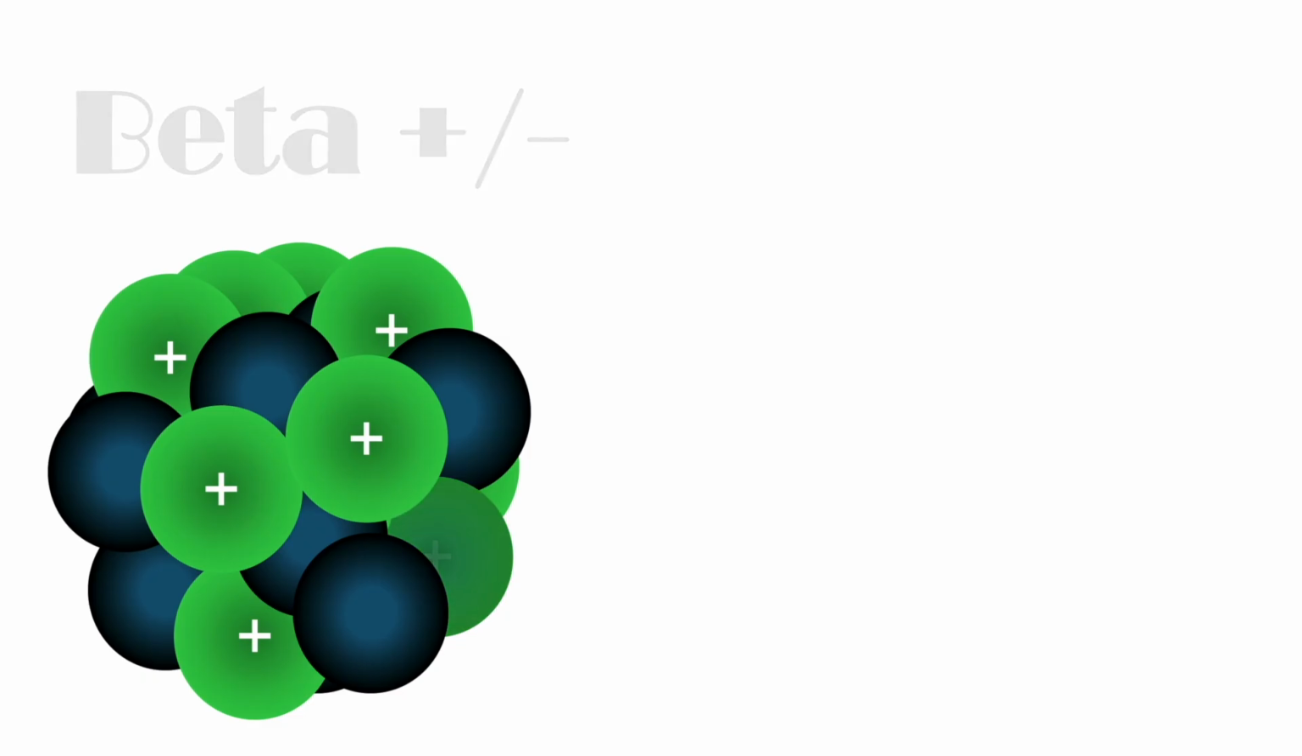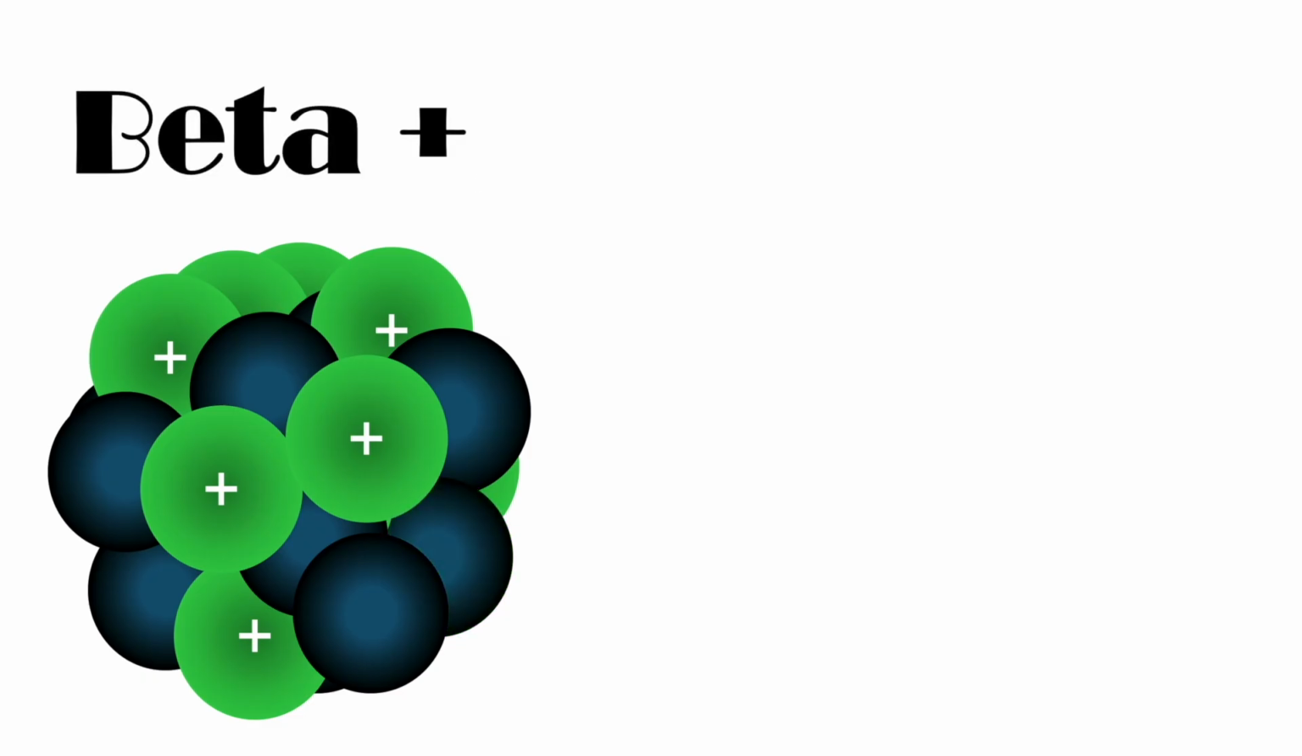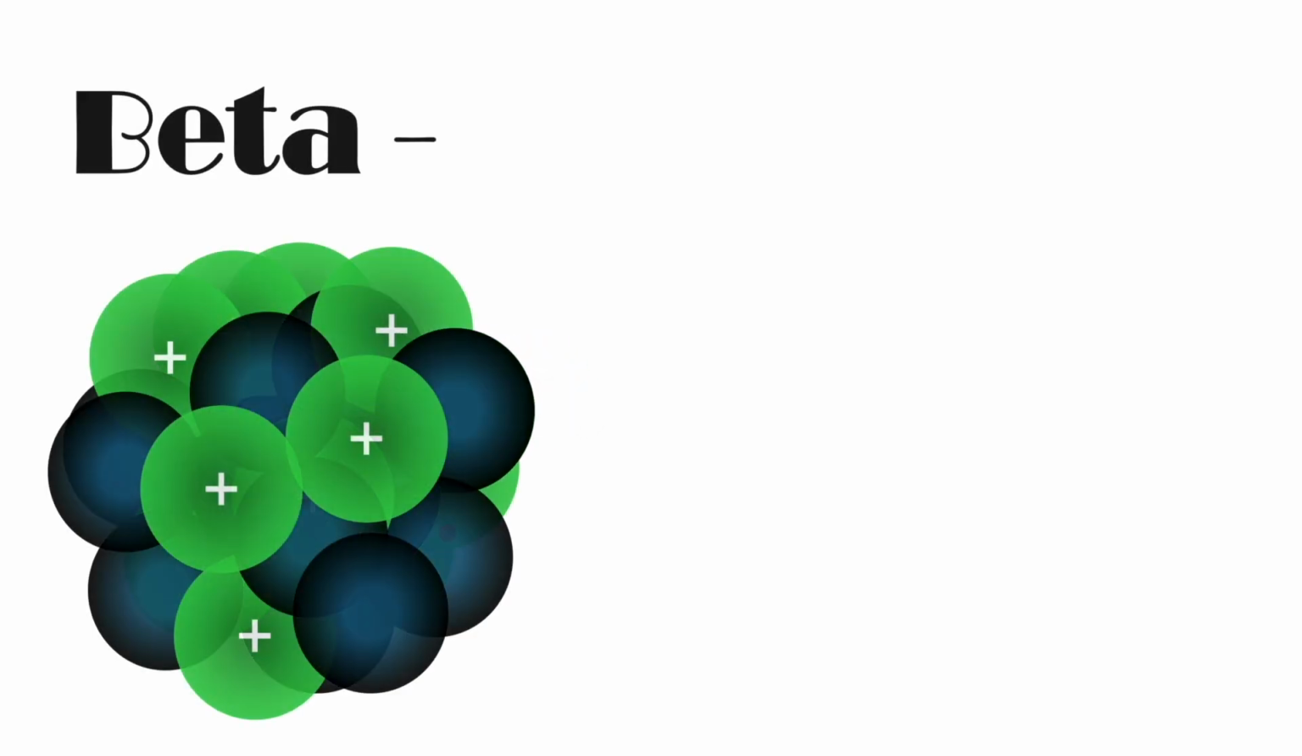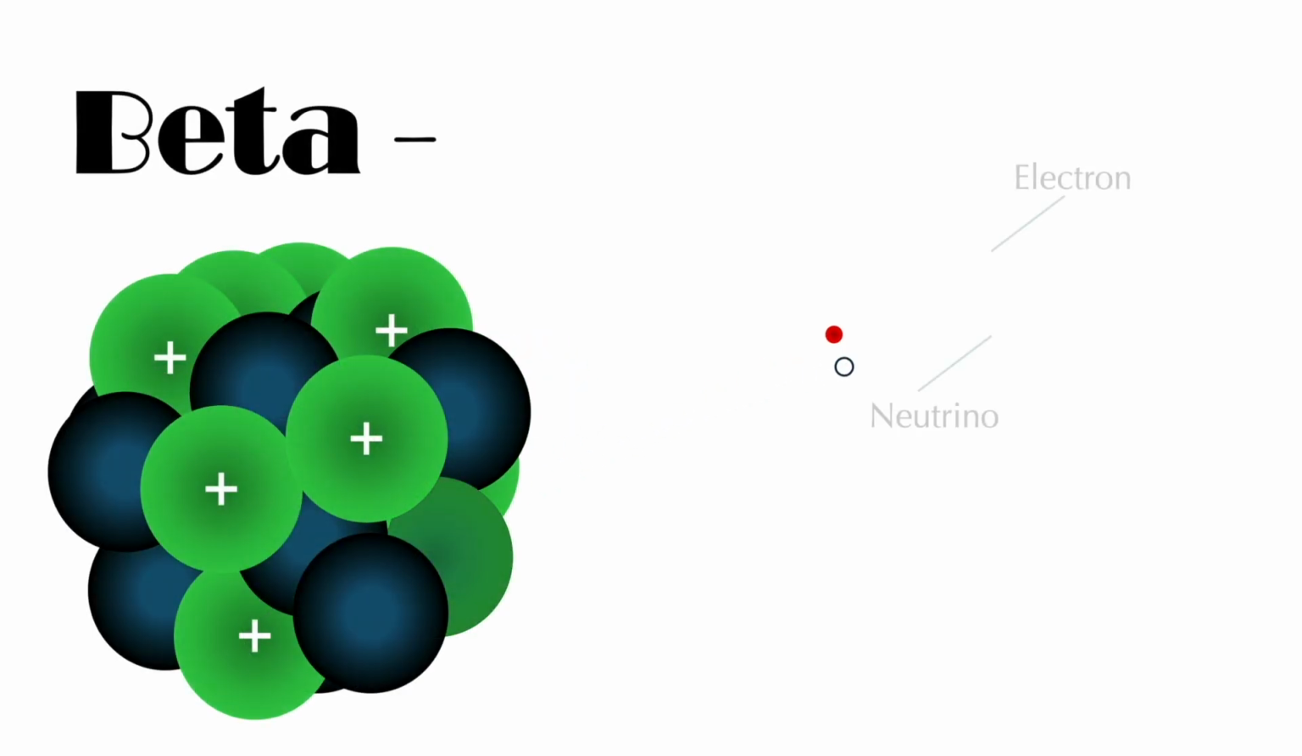In beta positive, a proton converts into a neutron and releases a neutrino, and to even out the charge, a positron, a particle with the same mass as an electron but carrying a positive charge. In beta negative, a neutron turns into a proton and releases an electron and once again a neutrino.